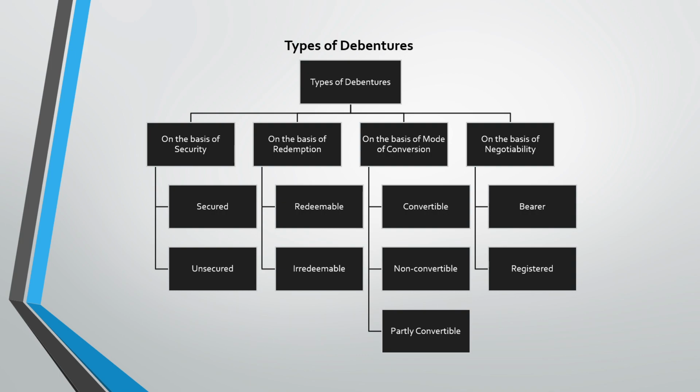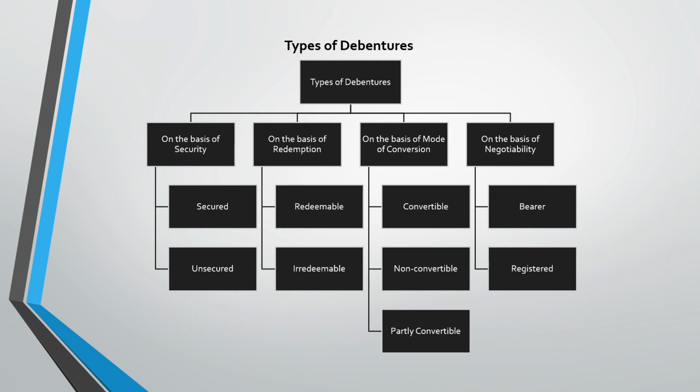And fully convertible means the full 100 debentures are converted into equity shares. The number of equity shares and all will be decided upon the terms of issue. On the basis of negotiability. Negotiability means transferable. So bearer and registered. Whereas a registered debenture can be transferred by delivery and endorsement, a bearer debenture can be transferred by mere delivery.